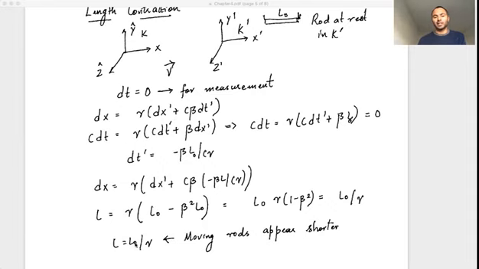You basically get L equal to L naught by gamma, where L naught is the distance your friend measures, right? So to you, the rod is appearing shorter. And so that's the second adage, which is that moving rods appear shorter, moving clocks tick slower, right? So that's length contraction and time dilation.